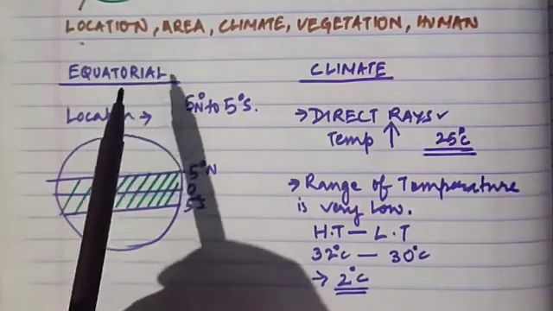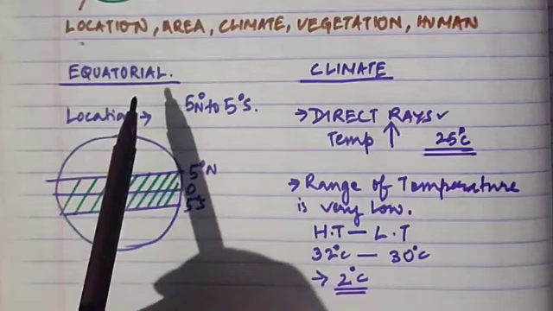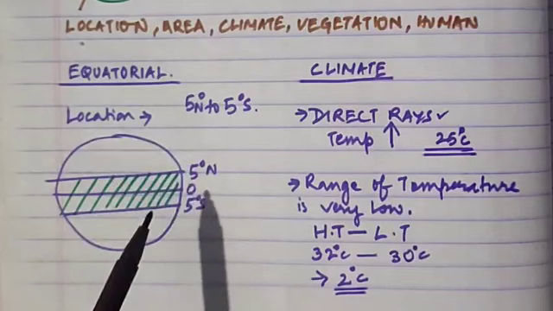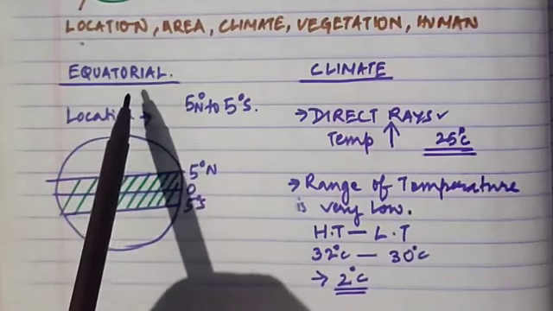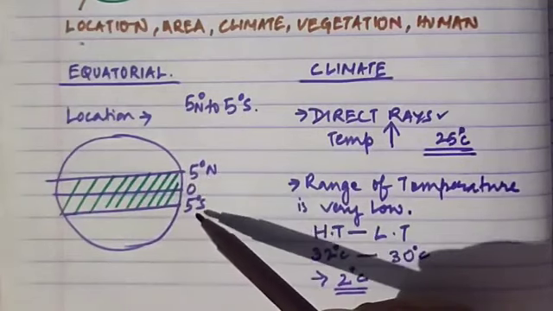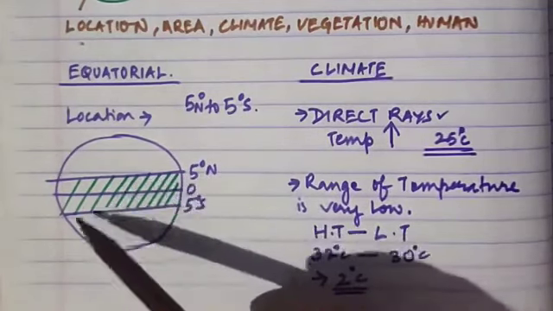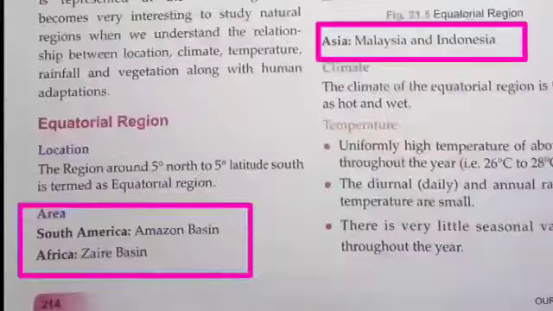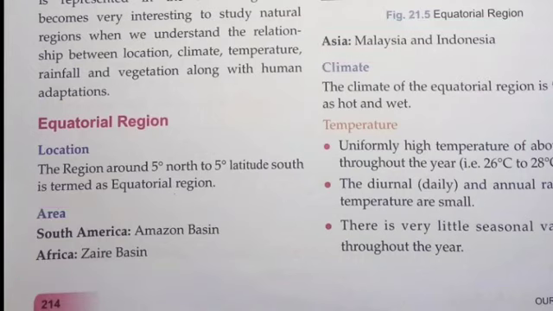Since the name suggests equatorial, it will definitely lie near the equator, isn't it? So the location of the equatorial region is 5-degree north to 5-degree south, in and around the equator. The areas or countries which fall over here are as follows. In South America, it is the Amazon basin. In Africa, it is the Zaire basin. And in Asia, it is Malaysia and Indonesia, which fall in the equatorial region.